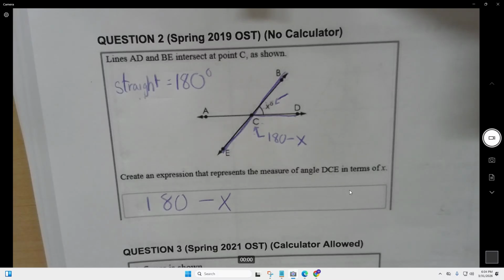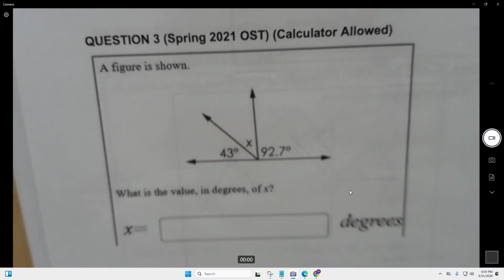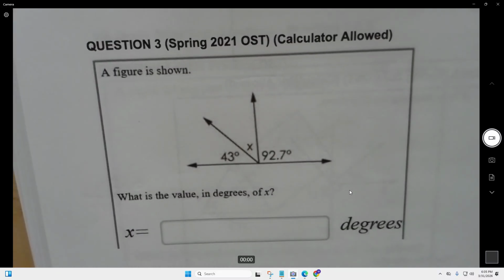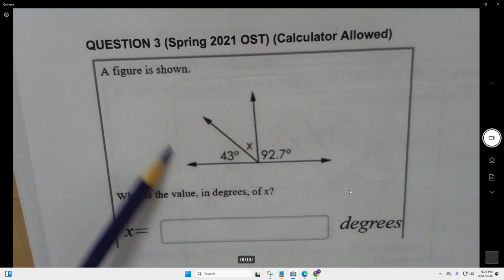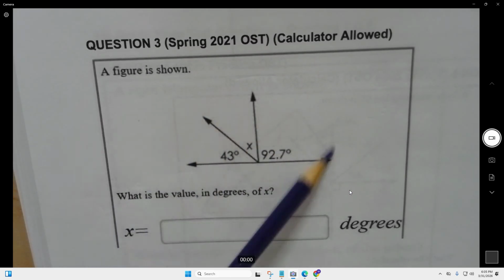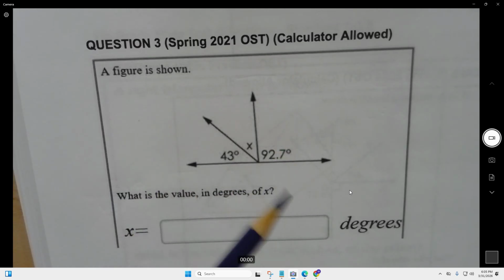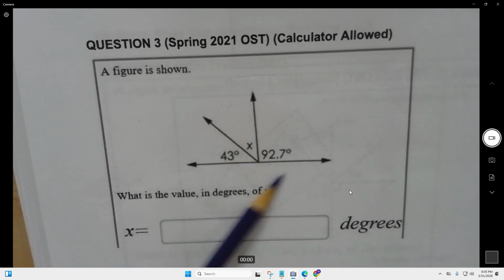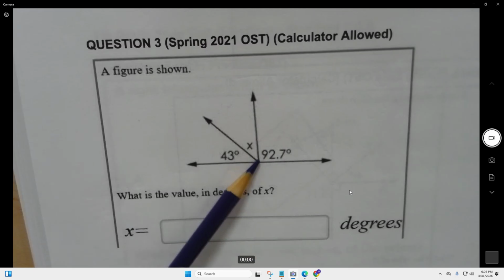Let's go to question 3. A figure is shown. Here's a bunch of angles. What is the value in degrees of x? This is meant to trick you. This is mean, because this looks so much like a right angle, but it's not. These two are not complementary, because in order for them to be complementary, this would have to be exactly 90 degrees, which it's not.